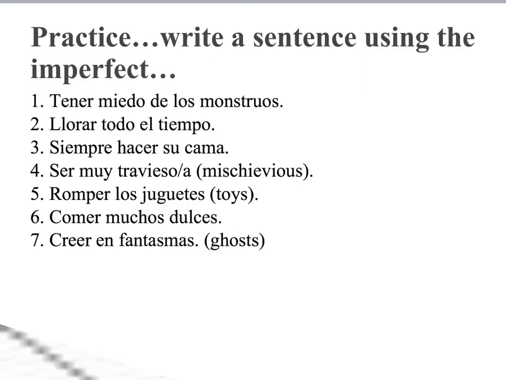Please use this section to practice writing a sentence using the imperfect. So you're going to take the phrase tener miedo de los monstruos, llorar todo el tiempo, siempre hacer su cama, ser muy travieso o traviesa, romper los juguetes, comer muchos dulces, and creer en fantasmas. So make sure that you give a person's name, that you conjugate the verb correctly for those people, and that you finish with the rest of the sentence.